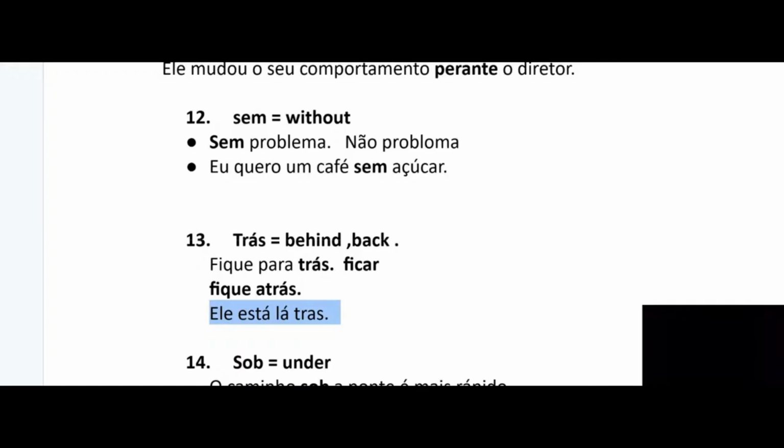So ele está lá atrás. Ele está lá atrás. He's there at the back. Okay. So that's the meaning of behind and back. But please, I'm not saying your back, the part of the body. I didn't say that one. That one is your assignment. Go and search for it. How do we say it? Part of your body in terms of your back. How do we say that one? Is it atrás or do we have a word for it?